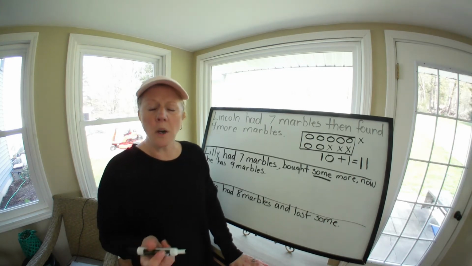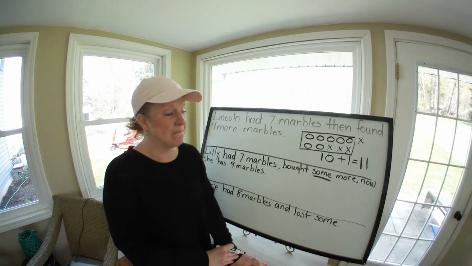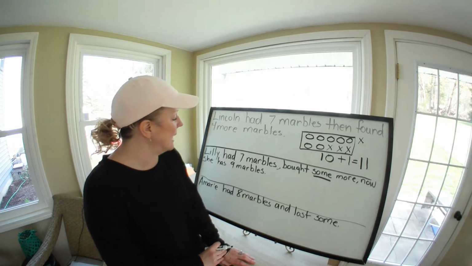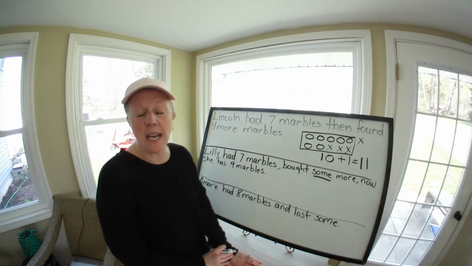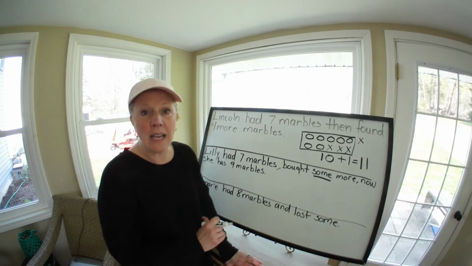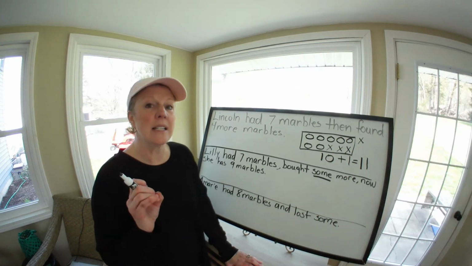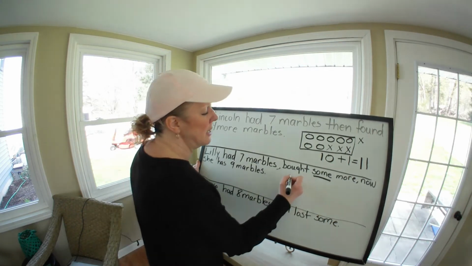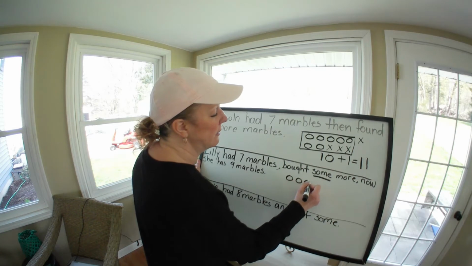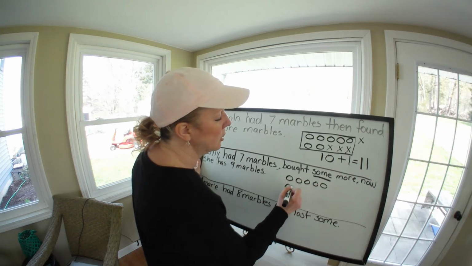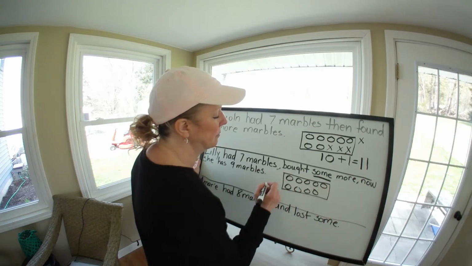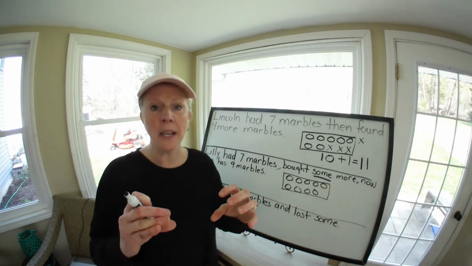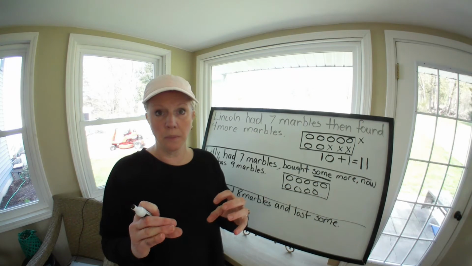So, what are we going to draw first? Should we draw the 7 that she had, or the 9 that she has now? I think we're going to draw the 9 that she has now. So let's draw 9. We're going to do 5 on top, and then 4 on the bottom. And then we're going to put a box around it, okay? That 9 is our total.